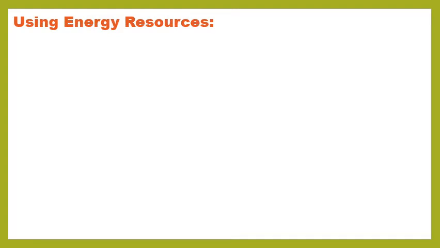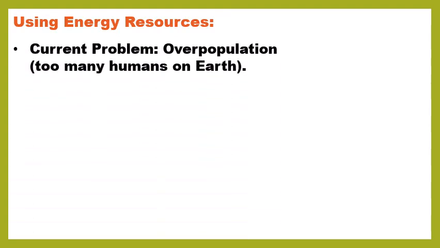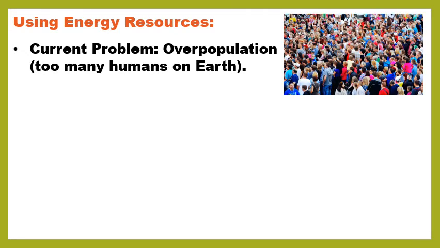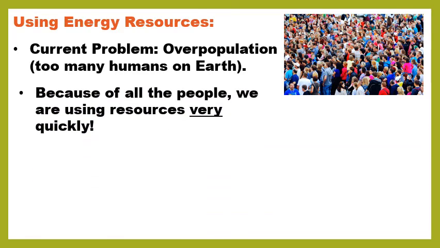Okay, so that kind of concludes all of our fossil fuels. So I talked about coal, oil, petroleum, what was it? Natural gas, and nuclear energy. So now I want to talk about how we use these resources. A current problem that we as society are facing is overpopulation. What does that mean? It means too many humans on Earth.